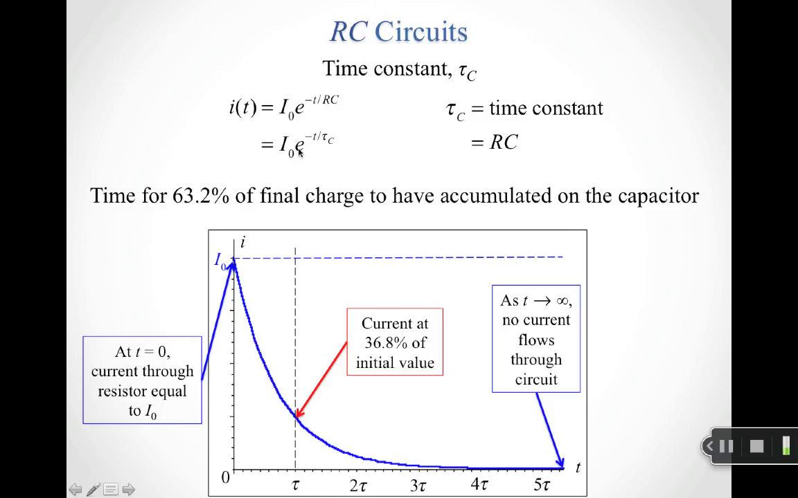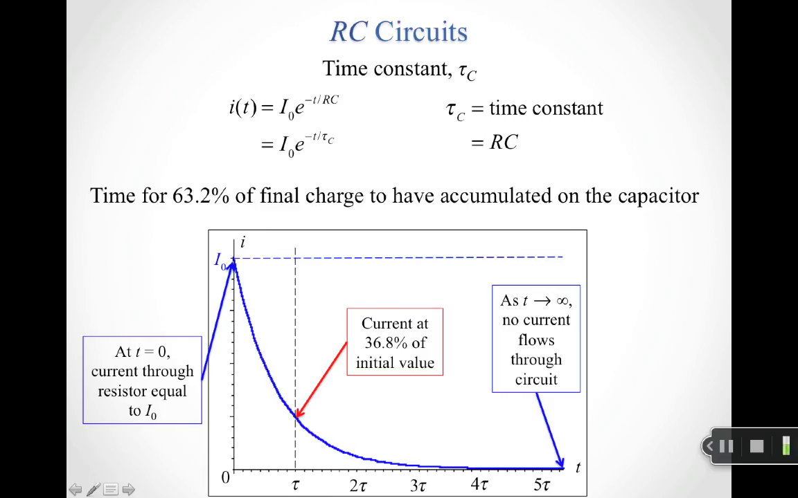And so we can rewrite our function for the current as I naught, the initial value of the current, times e to the minus t, where t is our time in seconds, over the time constant. It works out that our time constant, R times C, actually has units of seconds. And in fact, one way to think about what the time constant is telling us is that 1 tau is the time it takes for 63.2% of the final charge that we're going to have accumulated on the capacitor to have built up.